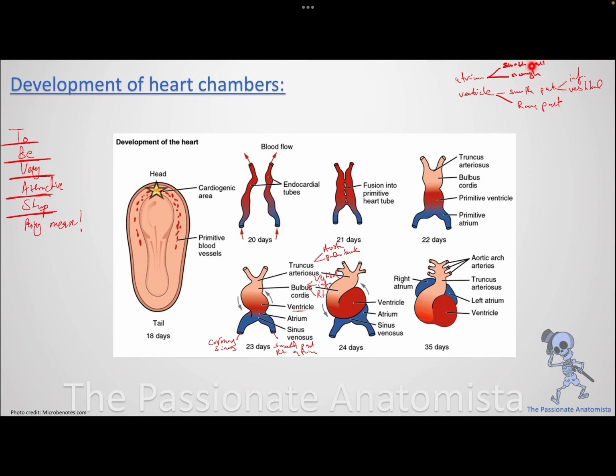Now we know that we have smooth part and rough part, and we also know from where they are coming. If I have rough parts in atria, this is coming from the common atrial chamber or the primitive atrium. If I have rough part in ventricle, if it's the left ventricle, it's coming from the ventricular chamber or the primitive ventricle. If it's right side, it's coming from part of the bulbus cordis. And for the smooth parts of the ventricles, it's coming from bulbus cordis. And for the smooth part of atrium, it's coming from sinus venosus. And left atrium, we're going to talk about that in a minute.